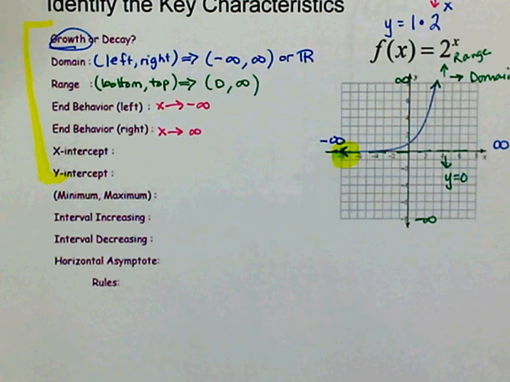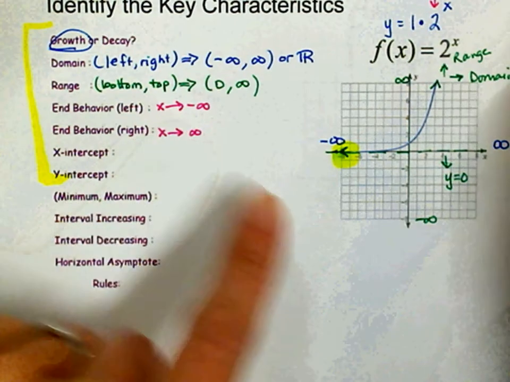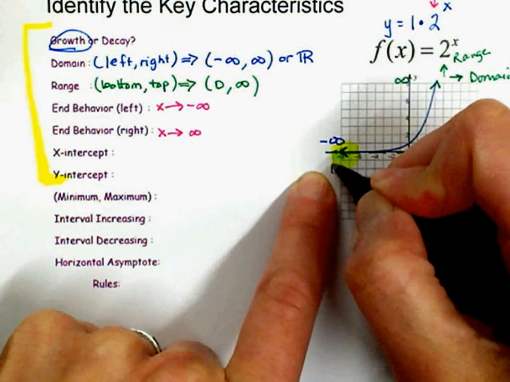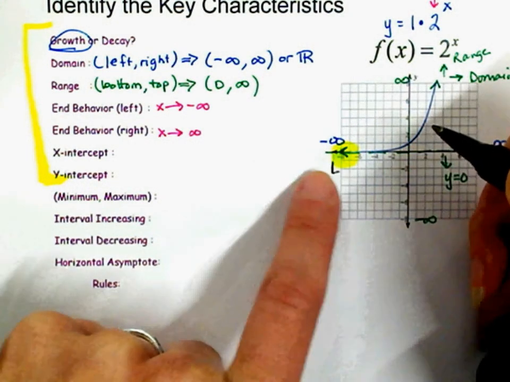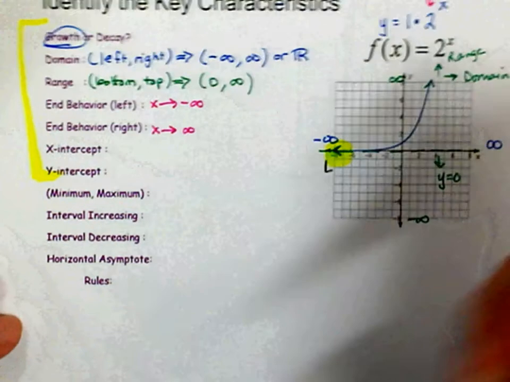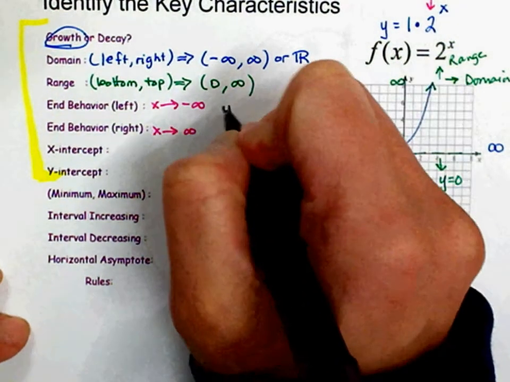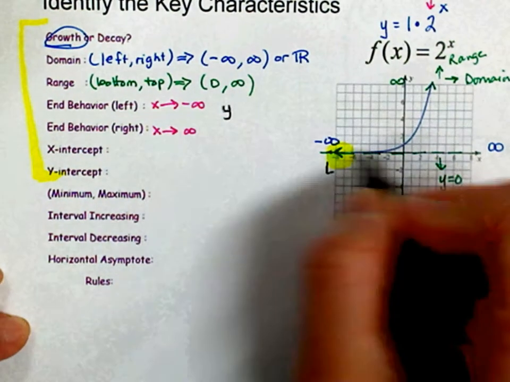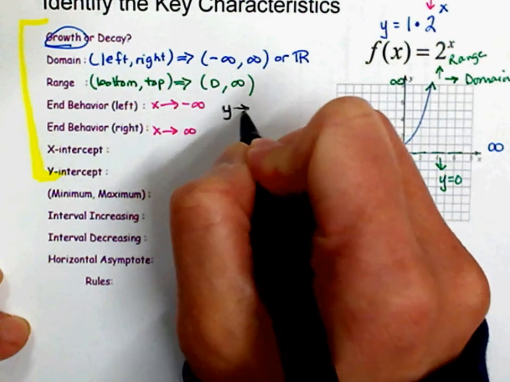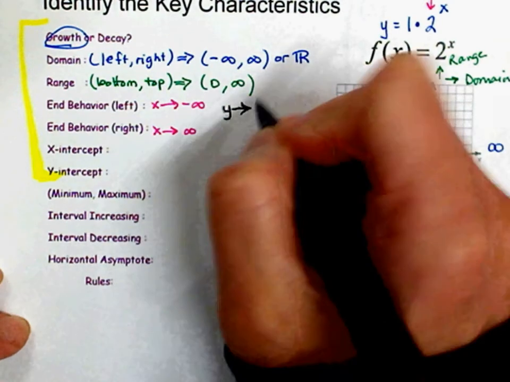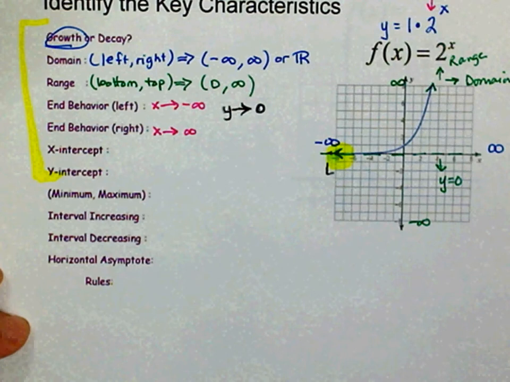All right. So your end behavior. Here's your left. Left is right here. Where is this pointing to? It's pointing down. Okay? But something is keeping it from going all the way down. There's an asymptote there. So your left behavior is heading down, but it's stopping at 0. It cannot go past 0. It's only stopping at 0.